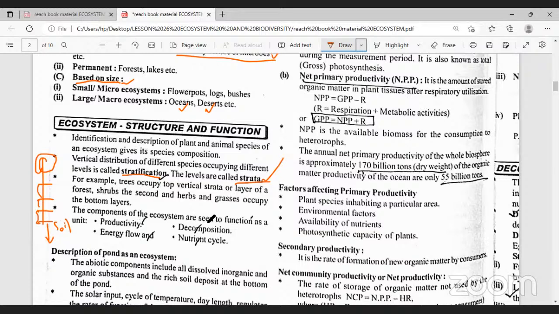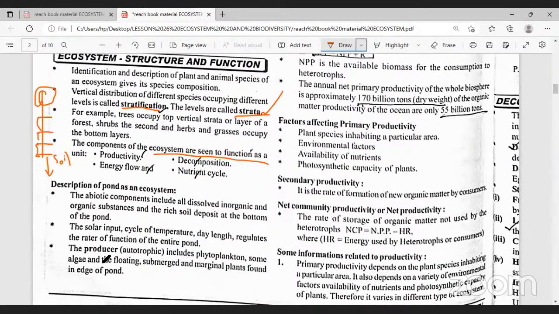The components of the ecosystem are seen to function as a unity. The first one is productivity, then energy flow, decomposition, and nutrient cycling. These are the four types. The ecosystem is seen to function as a unit, and then only will the process continue. Here they have discussed it one by one.